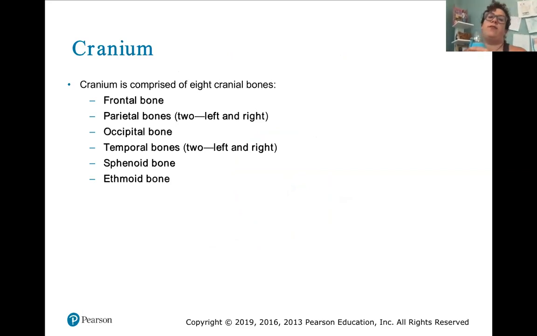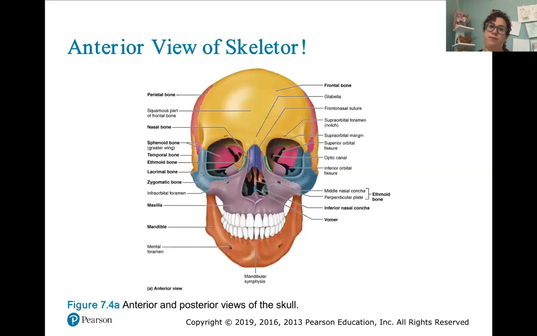Excuse me. And as far as the cranium, there's a few bones. There's 8 cranial bones you have to know. The good thing is there's multiples of some of them. So we have 1 frontal bone, 1 occipital bone, 1 sphenoid bone, and 1 ethmoid bone. And then we have 2 parietal bones, left and right, and 2 temporal bones.